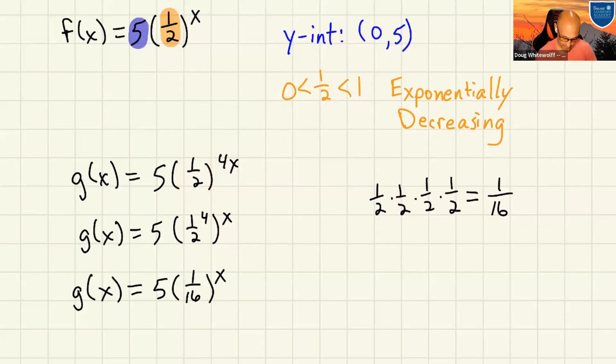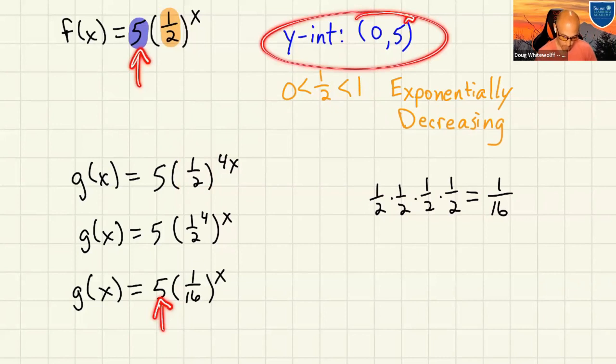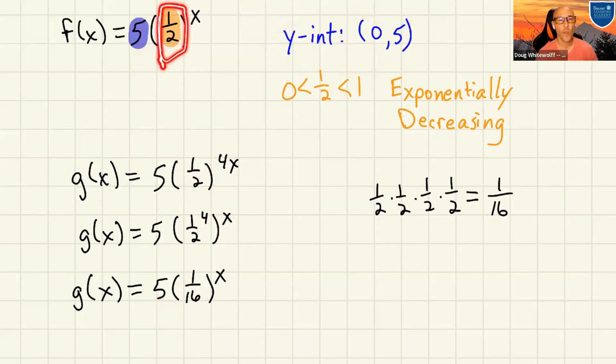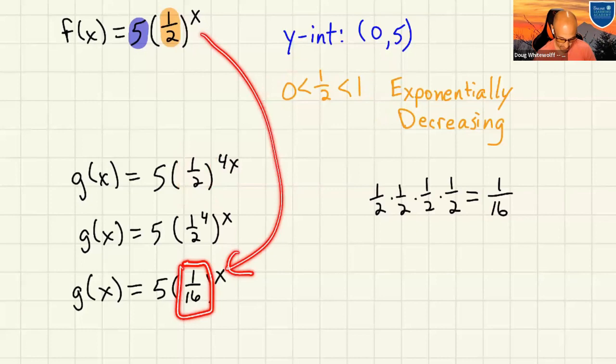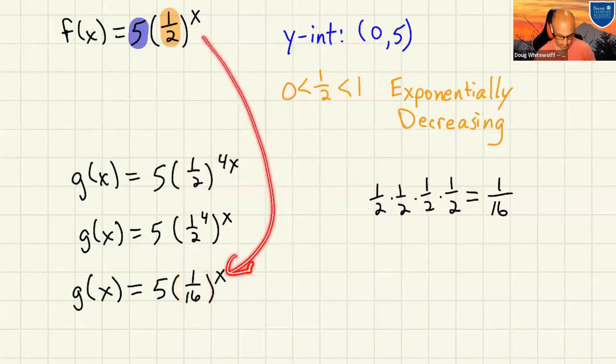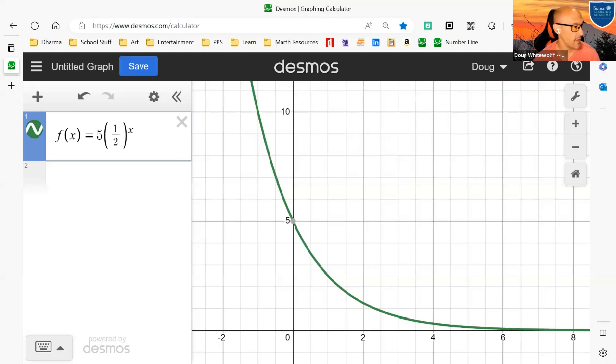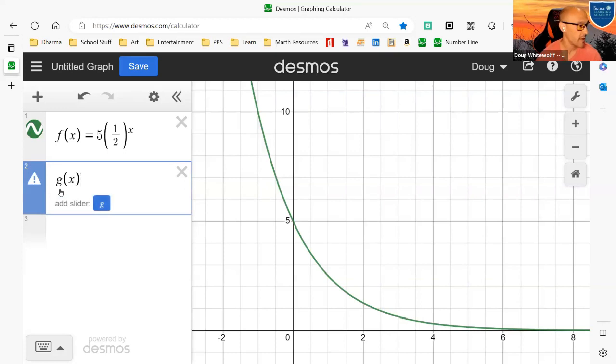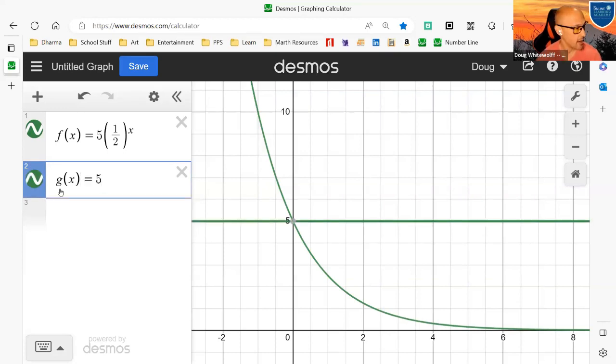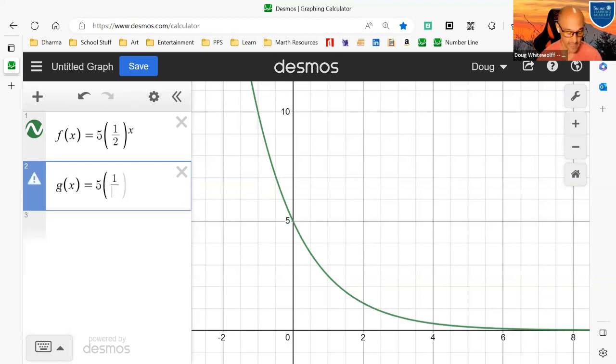So now we have this, the y-intercept is the same. That doesn't change. But now our base, which we also call the multiplier, is now smaller in this new equation. So when we look at the graph, how is it going to be different than f when we do 1 divided by 16 instead of 1 divided by 2? It's going to shrink faster. Yeah, it gets smaller faster.